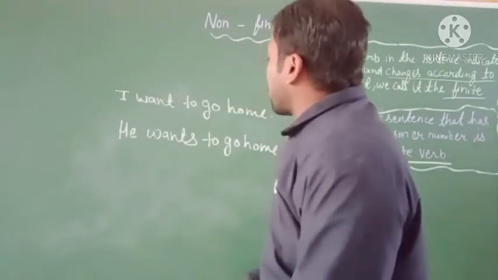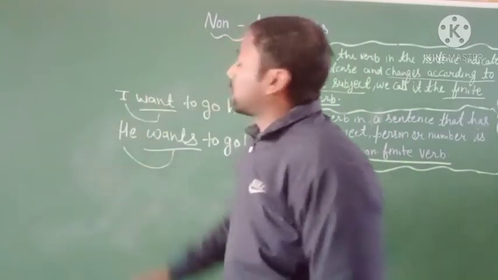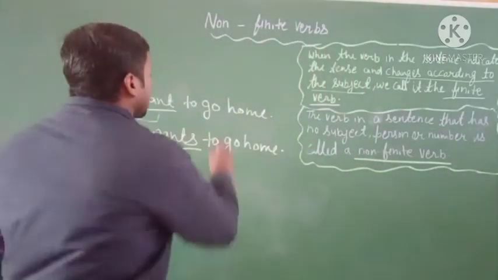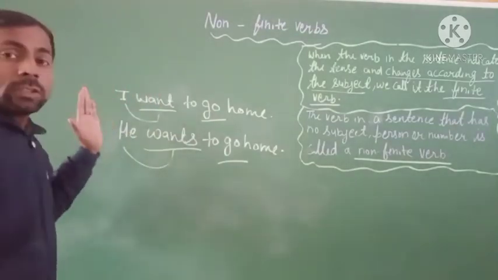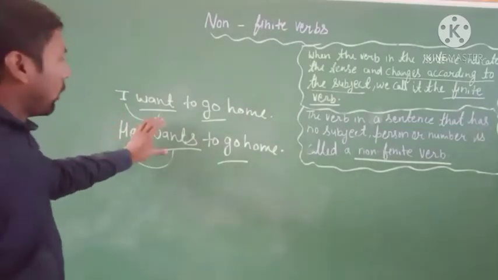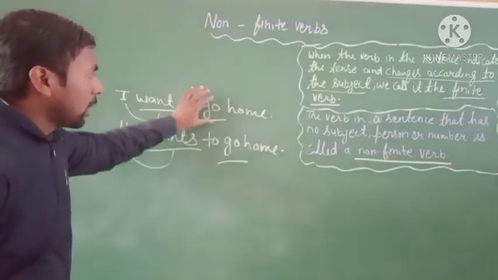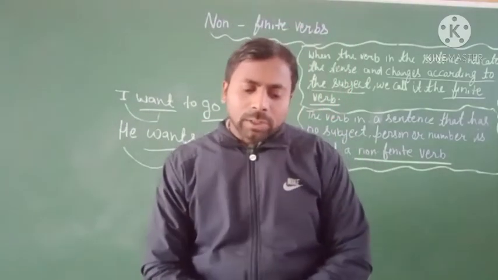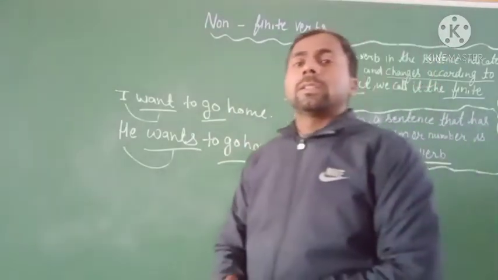In this sentence you know very well that this verb changes according to the subject, but here is the verb that does not change according to the subject. Simply you have to see here: wants changes according to he, but here the go, and go in both sentences, is not changed according to the subject. So such a type of verb will be a non-finite verb.